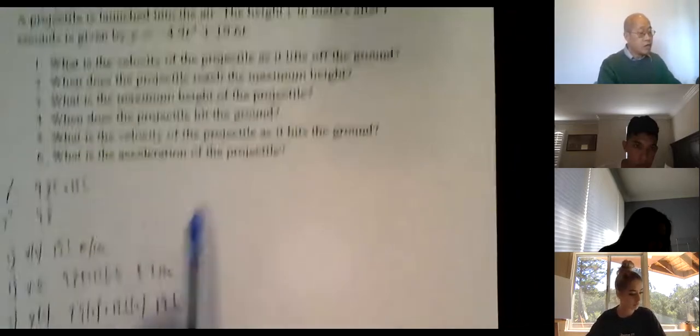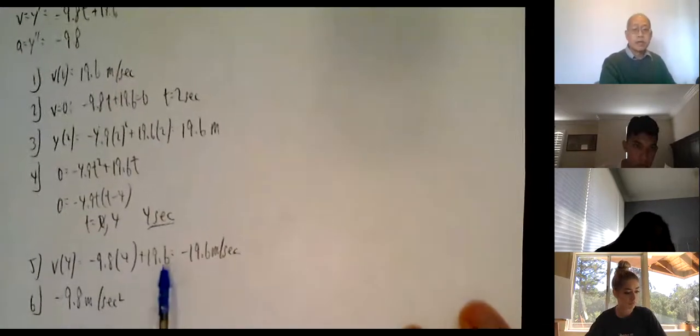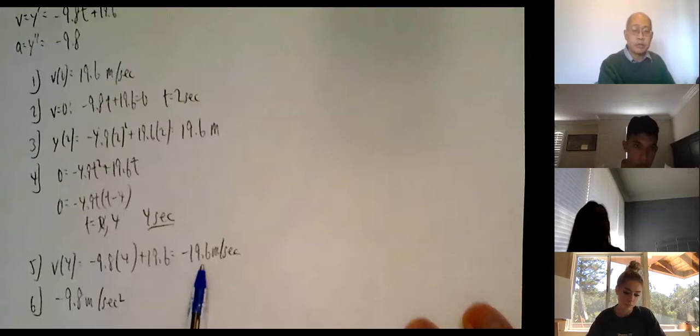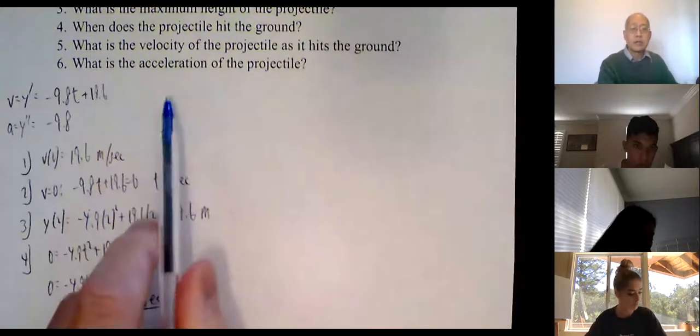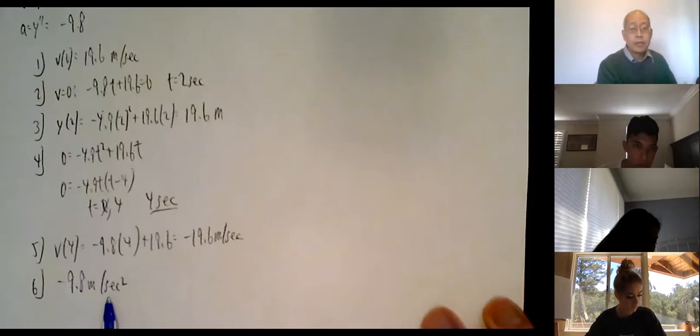And 5, what is the velocity of the projectile as it hits the ground? Plug in 4, negative 19.6 meters per second. And acceleration, we already got negative 9.8 meters per second squared. So that's the quiz.